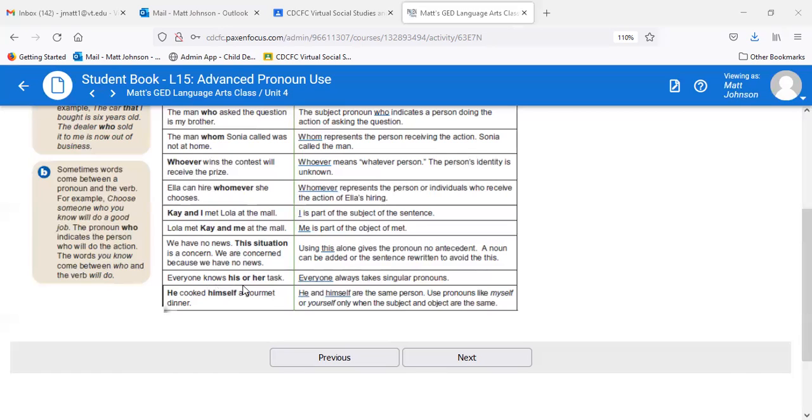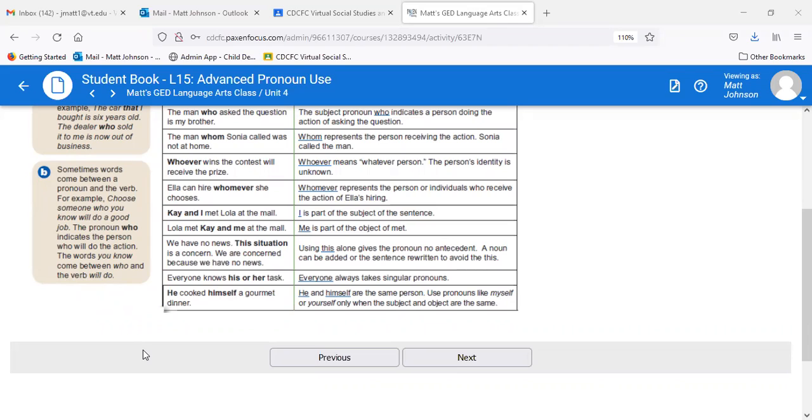Everyone knows his or her task. Everyone always takes singular pronouns. Everyone, while it may be a group of a lot of people, it is looked at as a singular identity. So it's a singular noun.